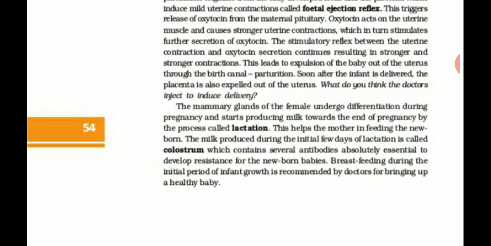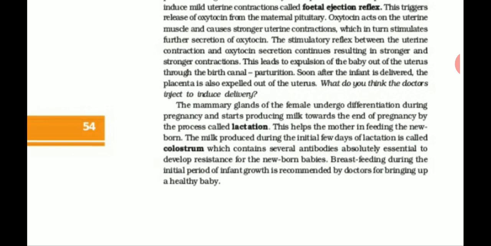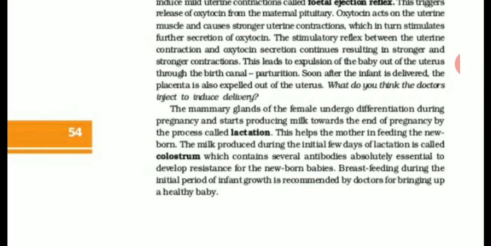The mammary gland of the female undergoes differentiation during pregnancy and starts producing milk towards the end of the pregnancy by the process called lactation. Okay, तो यहाँ पे क्या होता है, जो बर्थ कैनाल होती है, बर्थ कैनाल से बेबी का डिलीवर होता है और उसके बाद जो प्लेसेंटा होता है उसे बेबी से, जो कि एक कनेक्टिंग लिंक की तरह वर्क कर रहा था बेबी और मदर की बॉडी में, उसे वहाँ से सेपरेट आउट कर दिया जाता है, उसे वहाँ से कट आउट कर दिया जाता है.